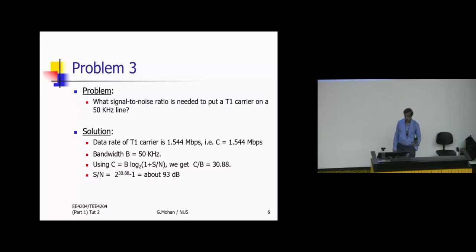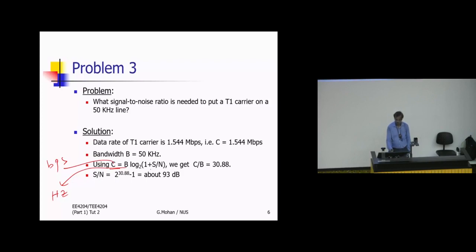Okay, problem number 3. What signal to noise ratio is needed to put a T1 carrier on a 50 kilohertz line? This is the only context where we talk about bandwidth, data rate, and capacity together. So here's capacity and bandwidth. We know the relationship between the capacity, which is bits per second, and the bandwidth B, the unit is in hertz. This is the true definition of bandwidth. So C equals B log to the base 2 of 1 plus signal to noise ratio.